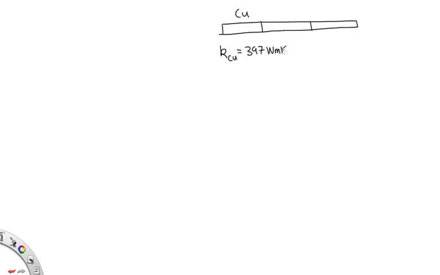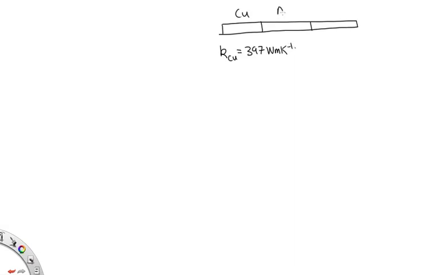Okay, let's start by drawing our diagram. We've got a metal rod with 3 different types of metal. Here's our copper. The thermal conductivity of copper is given by 397 watts per meter per Kelvin.